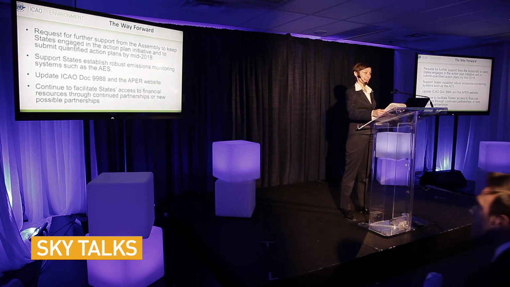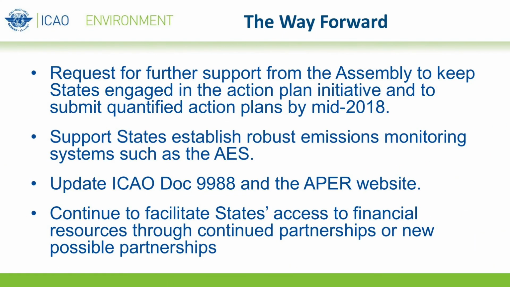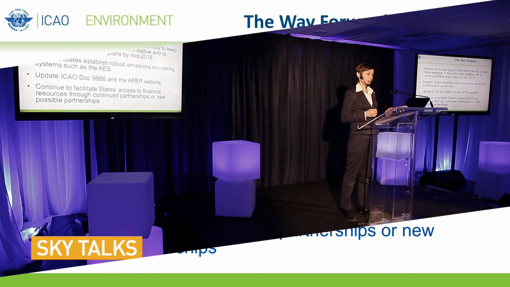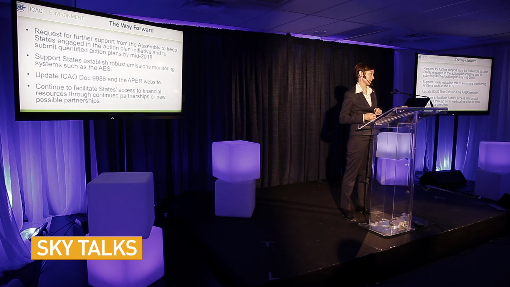So as you can see, a lot has been done already to support states develop their action plans, but we're interested in the future, and the future is paved with significant actions. We do need the support of the Assembly to keep states engaged in the initiative and to submit quantified action plans by June 2018. We also want to further support states establish robust monitoring, reporting, and verification systems, such as the AES. We will update ICAO Doc 9988 and the APA website. And we want to continue to facilitate states' access to financial resources through continued or new partnerships.